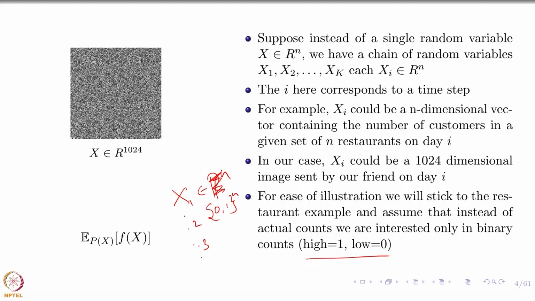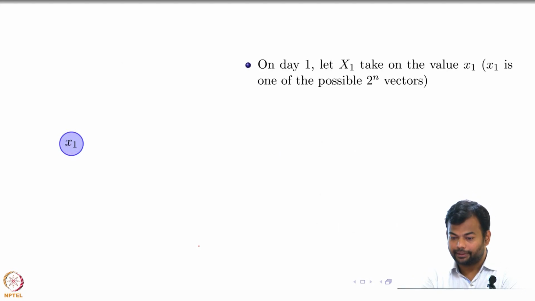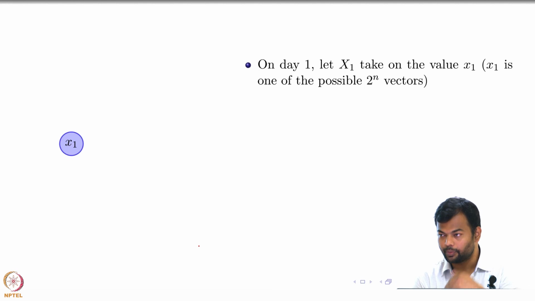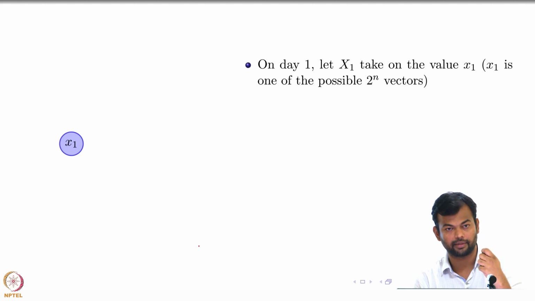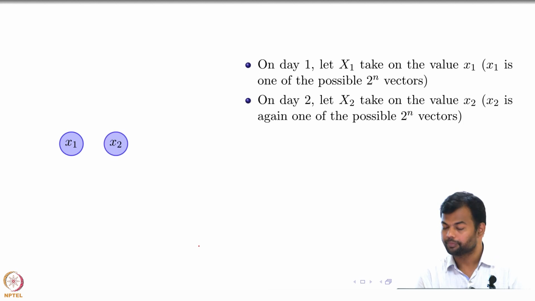So we have a chain of random variables. Now on day 1, let x1 take on the value small x1, and the small x1 is one of the 2 raised to n possible values. Remember that x can take 2 raised to n possible values, high or low for each of the n restaurants that we have. On day 2, let x2 take on the value small x2, which is again one of the 2 raised to n possible values that it can take on.